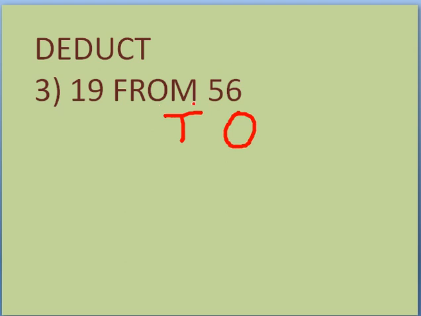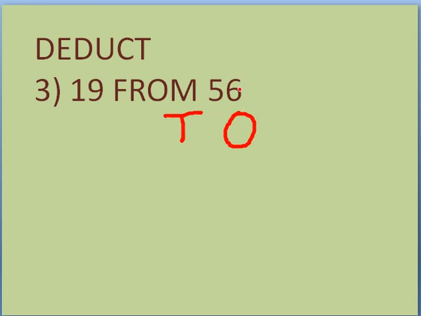You cannot see a subtraction symbol here. Now in this type of question, you can see deduct is written. Deduct means subtraction. So you will understand that you have to do subtraction using this word. Deduct means subtraction. Okay, so 19 from 56, you will take the larger number first, that is 56.